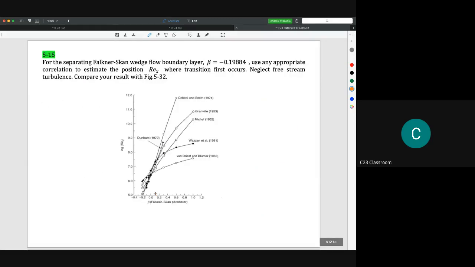Okay, so we go for question 5.15. For the separating Falkner-Skan wedge flow boundary layers, beta is equal to negative 0.19884. Use any appropriate correlation to estimate the position Reynolds number where transition first occurs. Neglect free stream turbulence. Compare your result with figure 5.32. We're not comparing this one because we have only one data actually.